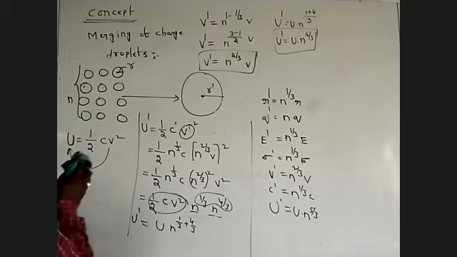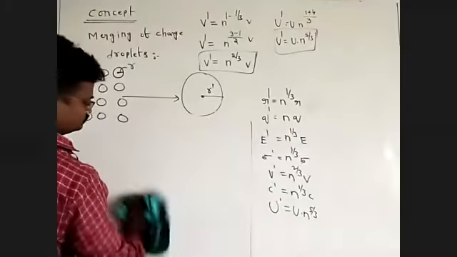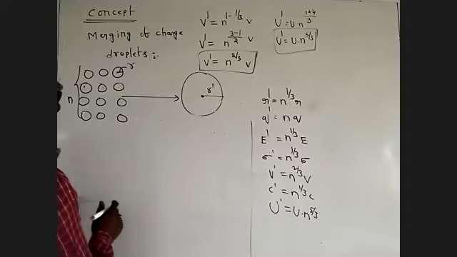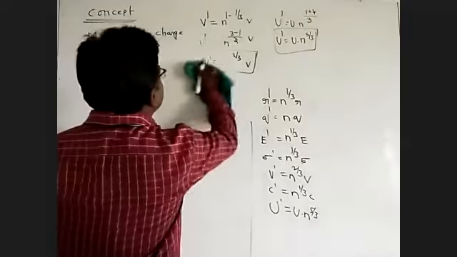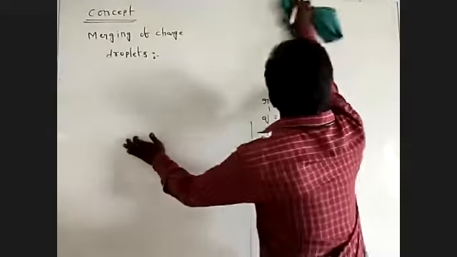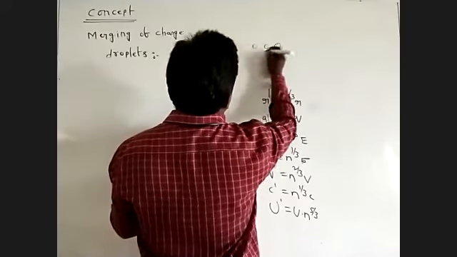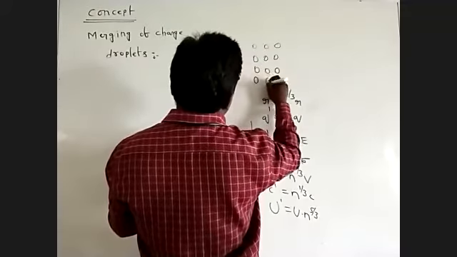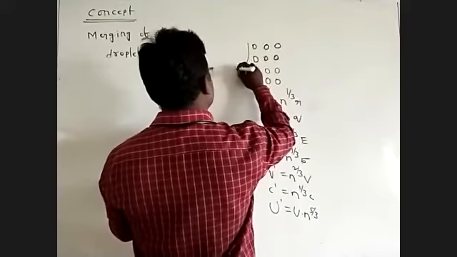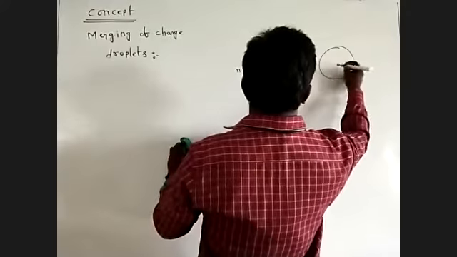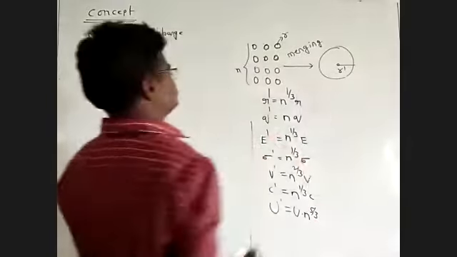Next is splitting. This is what we call merging of small droplets into a large water droplet, where the radius is R. So this one has radius R. This is what we call merging.